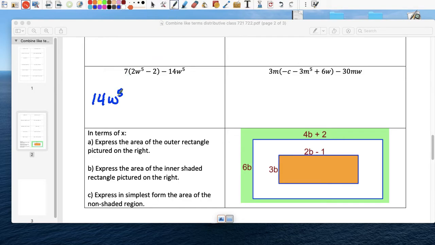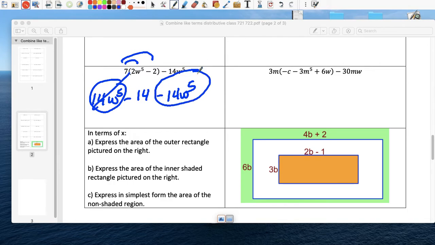14w to the 5th. Positive times a positive. Positive times a negative is negative 14. And then minus 14w fifth. Well, combine like terms, yeah. This guy and this guy are like terms, but they're opposite, so that becomes 0. So I have negative 14 left over.